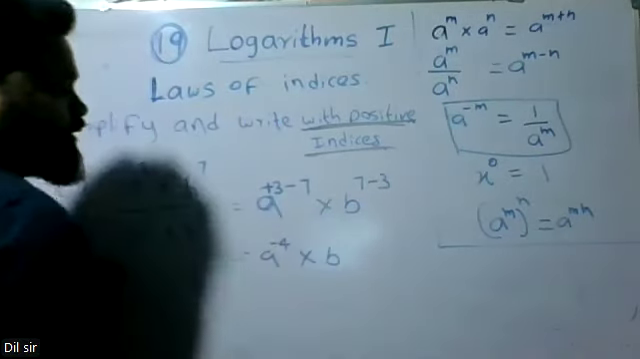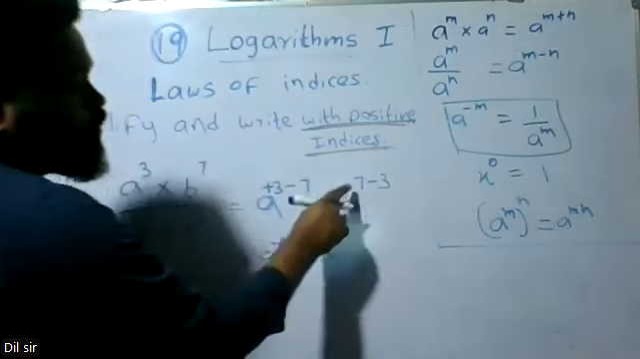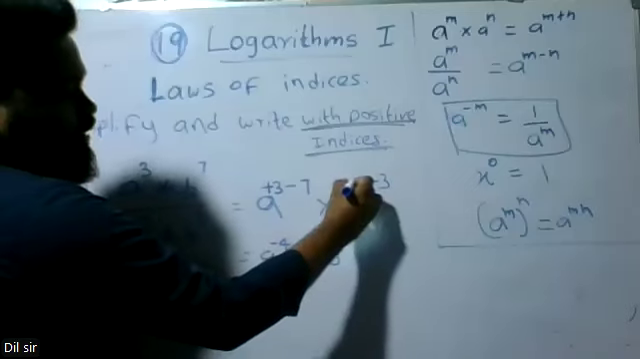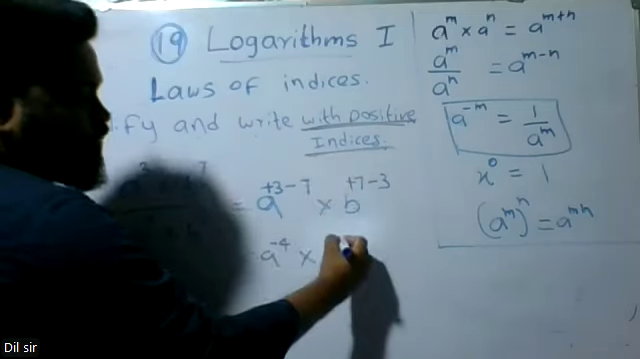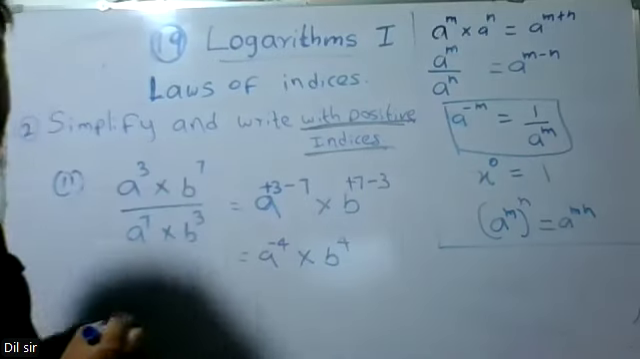b to the power 7 minus 3. Here no problem, we can subtract 3 from 7. Plus 7 minus 3. Since 7 is greater than 3, it comes to plus 4. No problem.